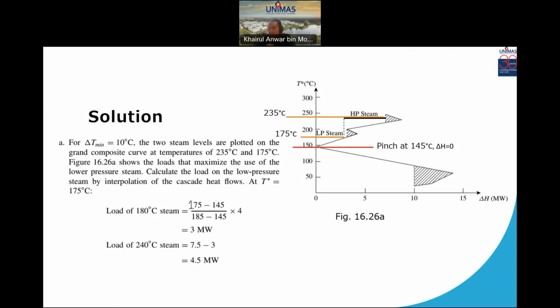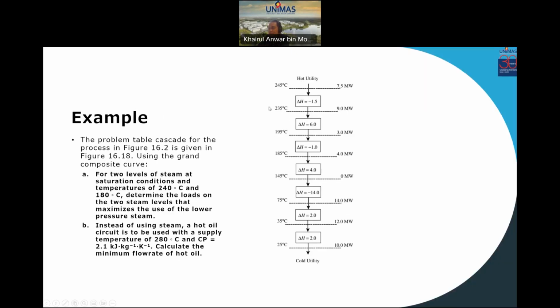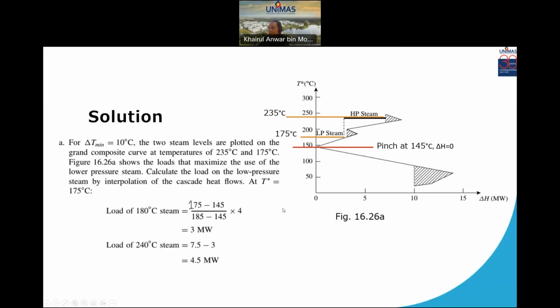For the load of 250 degree steam, it's straightforward: 7.5 minus 3, so 4.5 megawatt. Because for 250, the steam level is 235. The shifted temperature is 235, which is here. So it's in between 245 and 195. Just subtract 7.5 and 3, and get 4.5 megawatt.